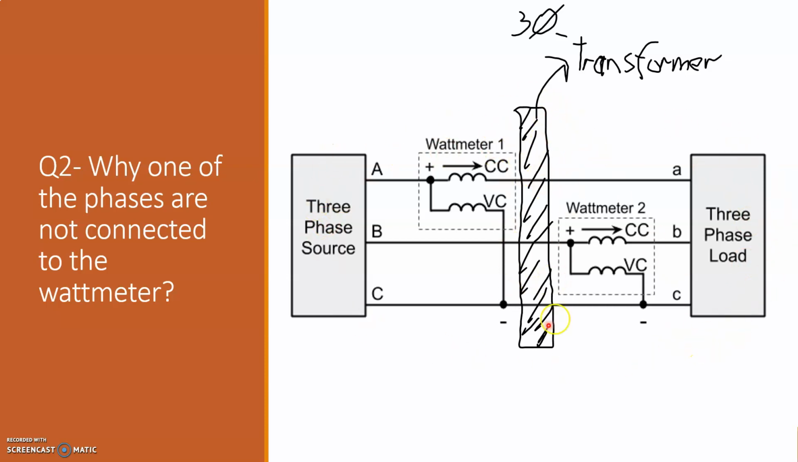This black box here is our 3-phase transformer. The secondary side of our transformer is connected to the second wattmeter, and the primary side of our transformer is connected to the first wattmeter, and this is our load. In this configuration, only 2 of the line-to-line voltages and 2 of the phase currents are enough to measure the power dissipated on the load.